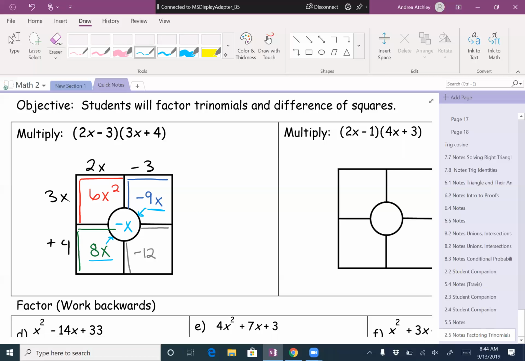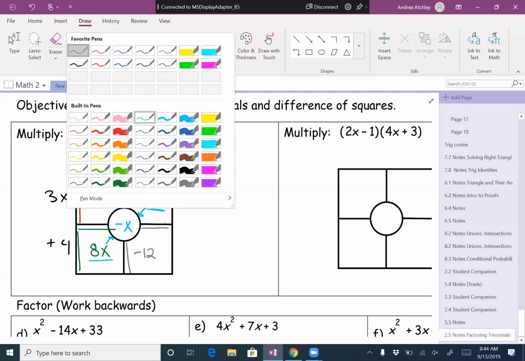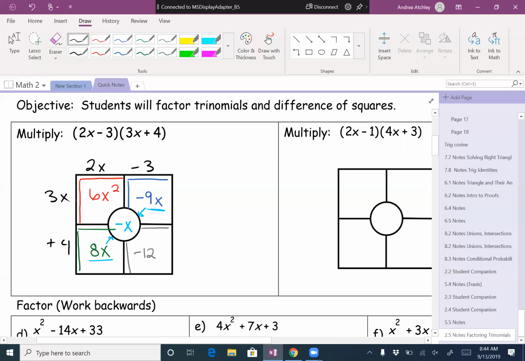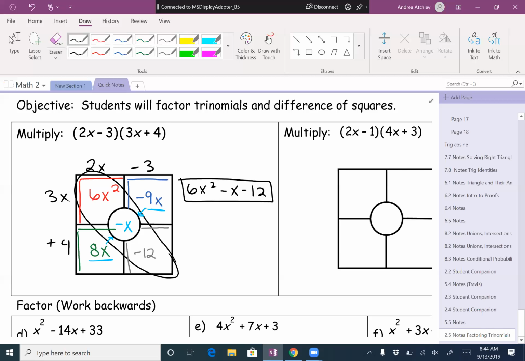Okay? So the area of my box is that diagonal: the 6x squared minus x minus 12. Okay, that's the area of the box. Now, with our areas, today when we're factoring, what I'm going to do is give you the area, and I'm going to ask you for the length and the width. So we're going to find the length and width given the area.